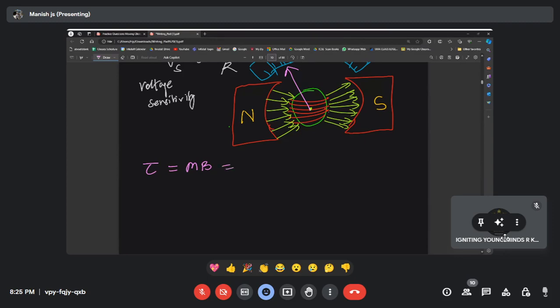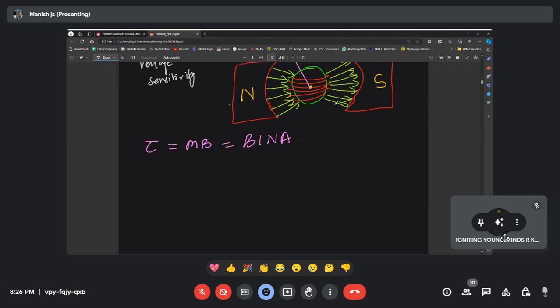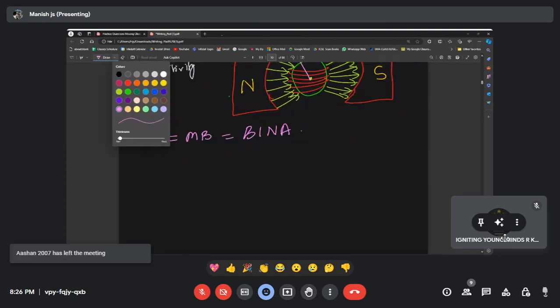Number of turns: you can see there are so many turns in the coil. So I'm generalizing, and we can get it as BINA. So the torque you will get is BINA. This is represented as tau is equal to BIN into A, where I is the current passing through it, N is the number of turns, A is the area, and B is the magnetic field. I'm marking it as equation 1.